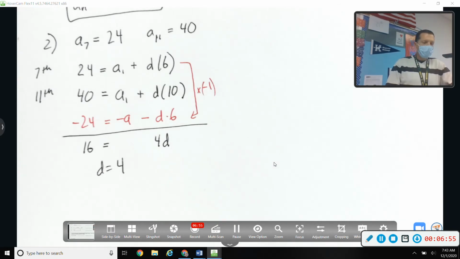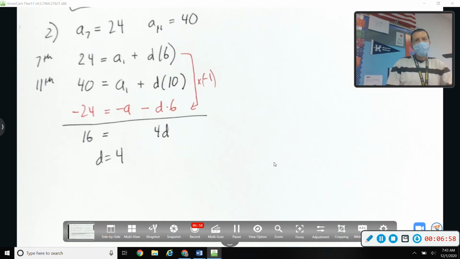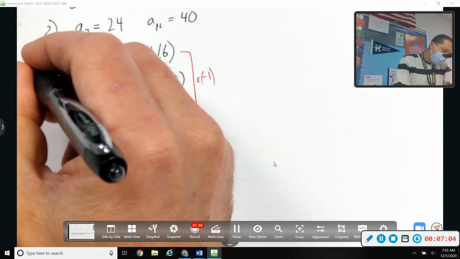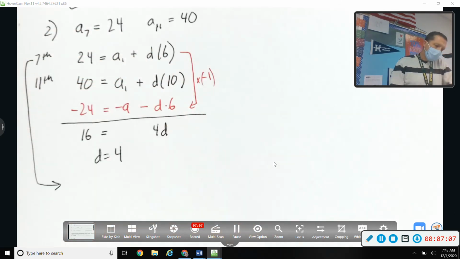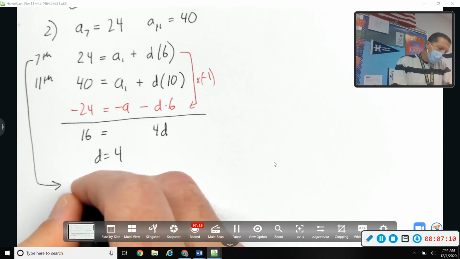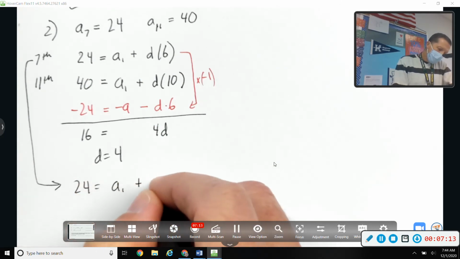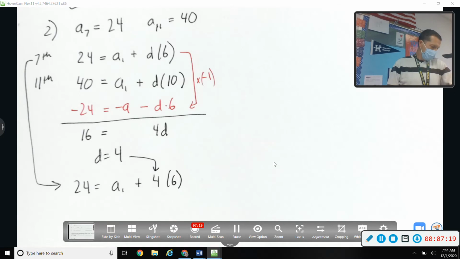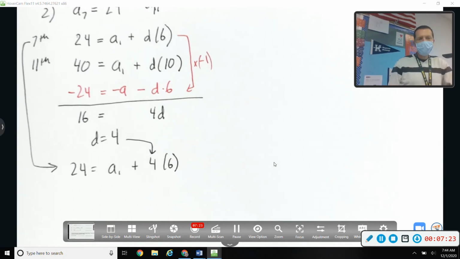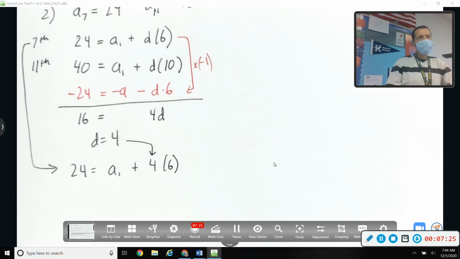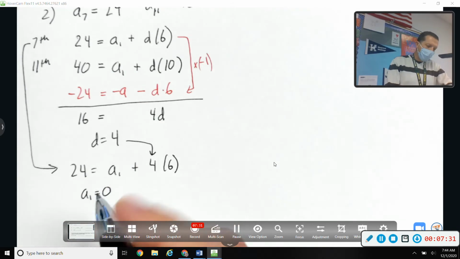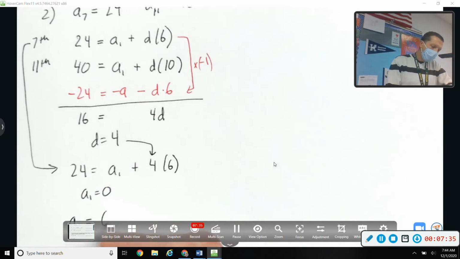All right, we're trying to get to A1 and D so that we can write the formula. So let's take our 7th term formula here, because we know what D is now. D is 4, and 6 from the formula. That turns out kind of weird, maybe. What is A1 going to be? It's got to be 0. It's the only way that will work. So now I have D, I have A1, so A sub n equals the first term plus 4 times n minus 1.